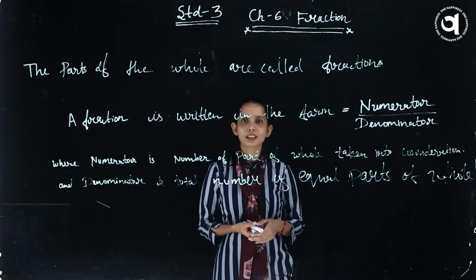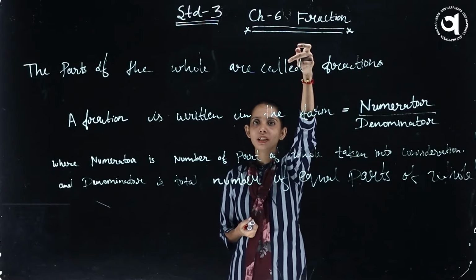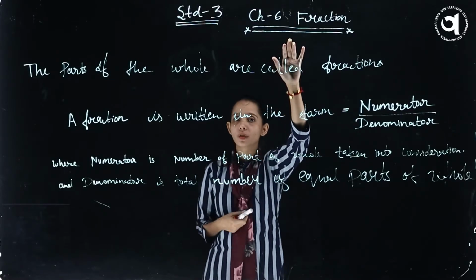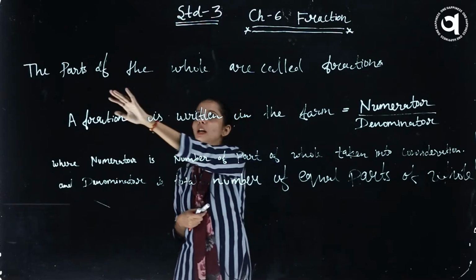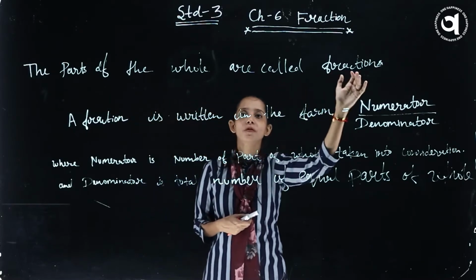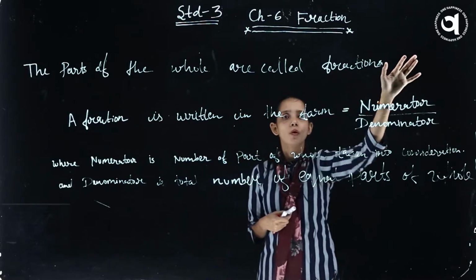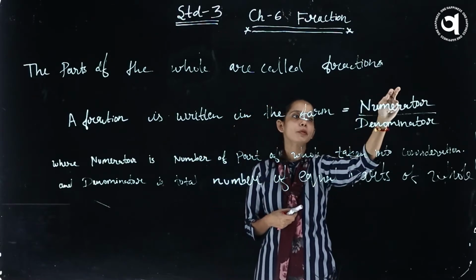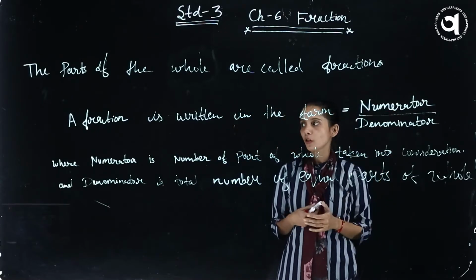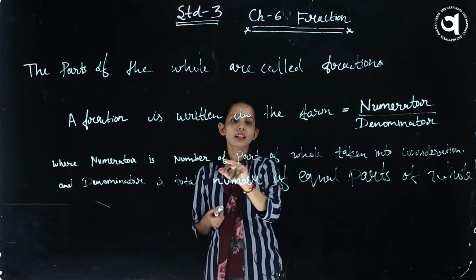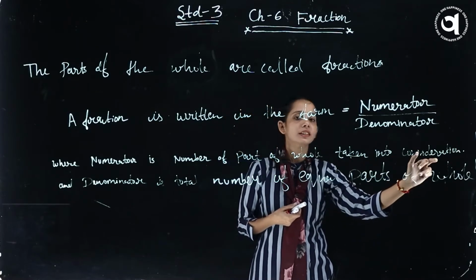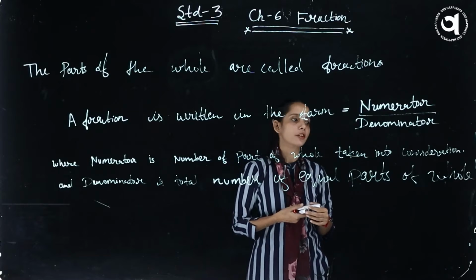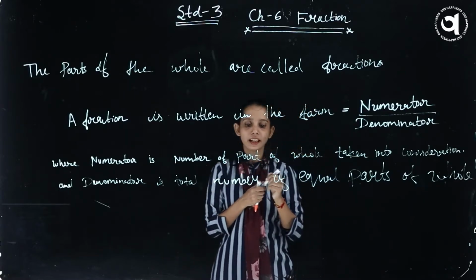Today I am going to explain one of the interesting topics, chapter 6, fractions. So now the question arises, what is a fraction? The part of the whole is called a fraction. Part of a whole is known as a fraction, where a fraction is written in the form of numerator upon denominator. The numerator is the part of the whole taken into consideration and the denominator is the total number of equal parts of the whole. Let us take one example.